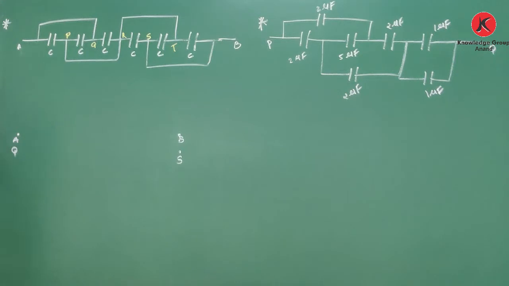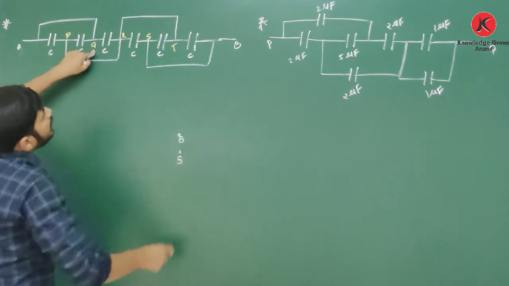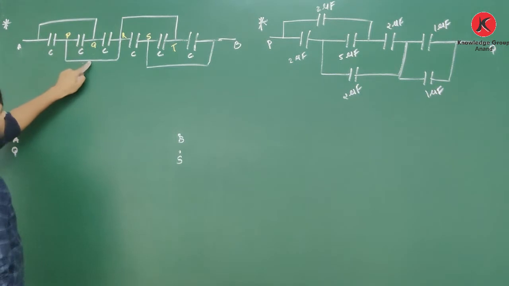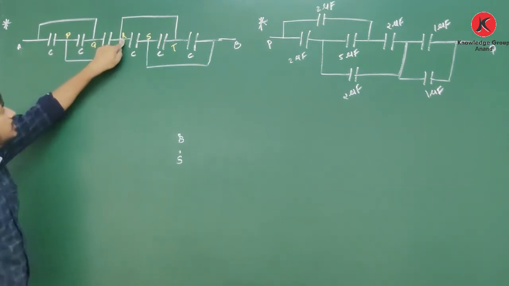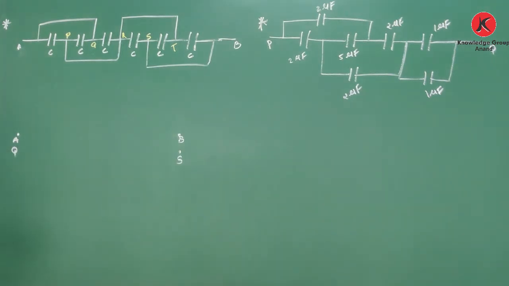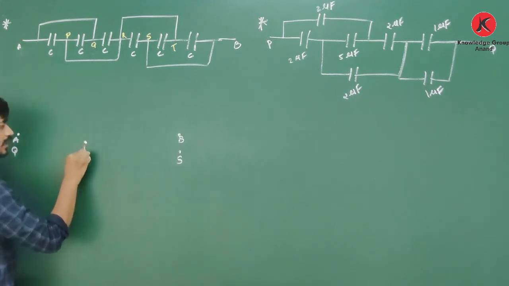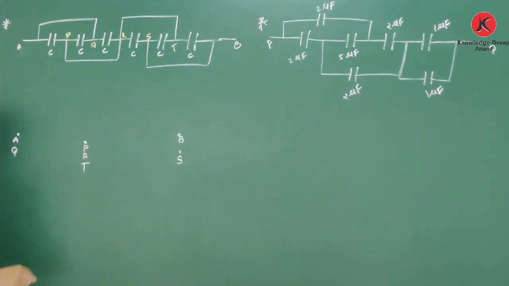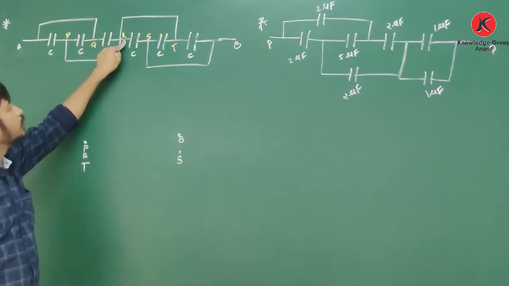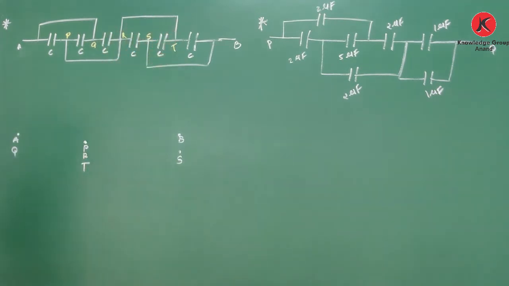Now the remaining points: A and Q are completed, then B and S are completed. Now what about P? Here it is P, but between P and R there is no component, so P and R are common points. Again between R and T there is none. So P, R, T are called common points. I will indicate P, R, T here: P, then here R, and here T. Clear about this? All points included.